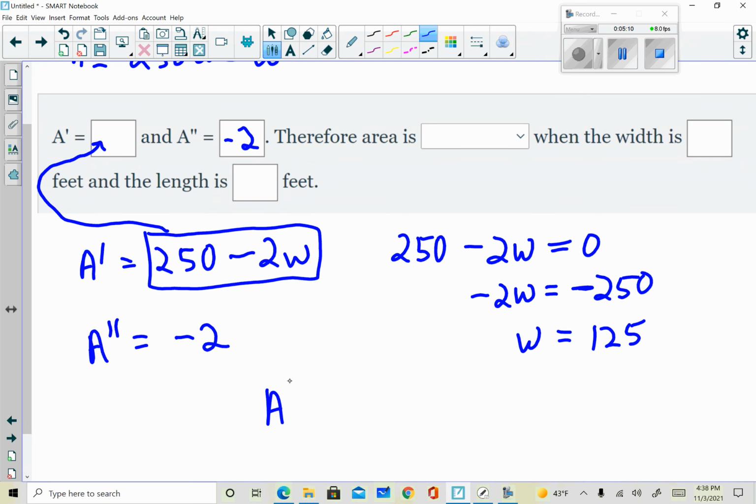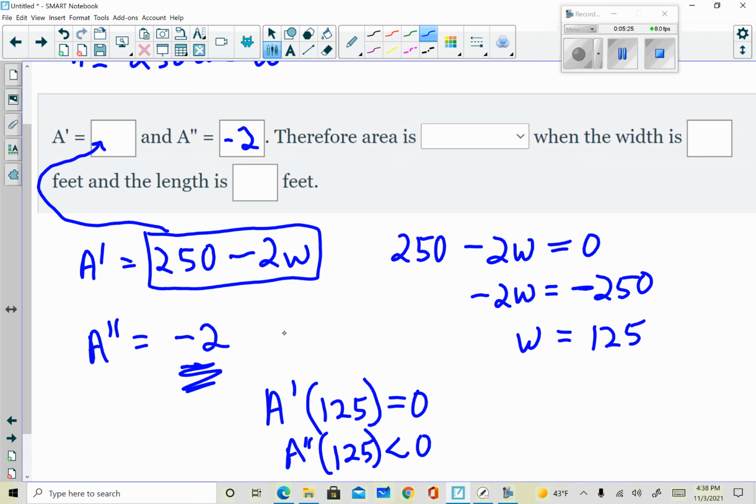When the first derivative evaluated at 125 is 0, and the second derivative evaluated at 125 is a negative number, because the second derivative is always negative 2, by the second derivative test, using these two pieces of information, the area is maximum when the width is 125 feet.